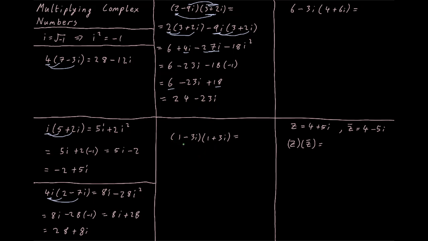Now I multiply out just another example of my brackets. So I have 1 of my second bracket minus 3i of my second bracket. So I have 1 of 1 plus 3i minus 3i of 1 plus 3i. And when I multiply that out, I get 1 times 1 is just 1.